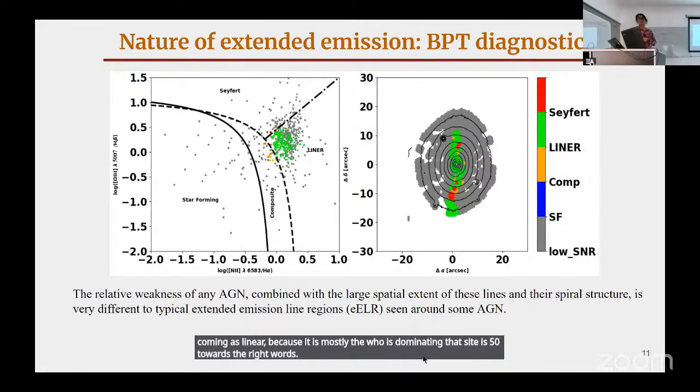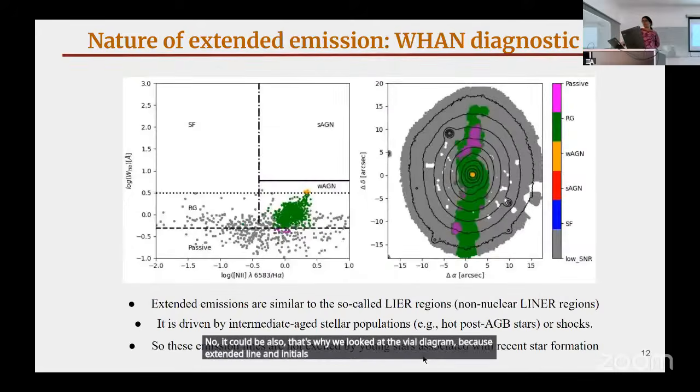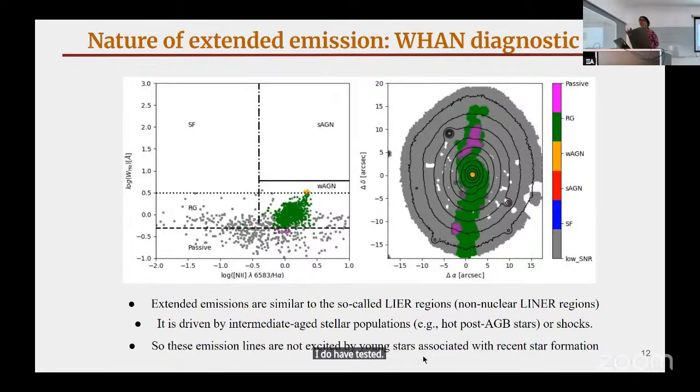Don't you think it could be outflow? No, it could be outflow. That's why we looked at the WHAN diagram, because extended line emission is there. But in the WHAN diagram, it is coming as retired, like post-AGB. You look at the gas panel. I do have the gas panel. I have the H alpha only, but I have other lines.